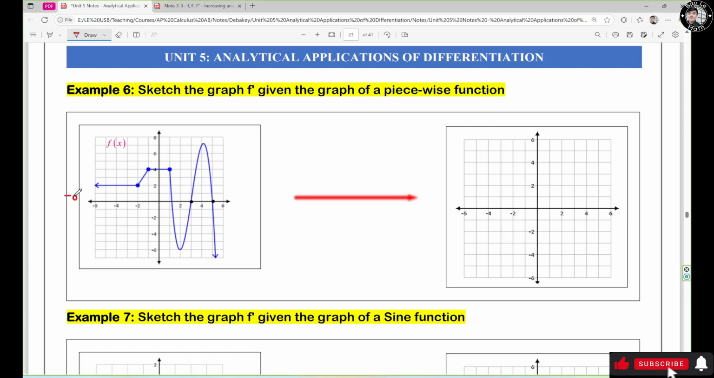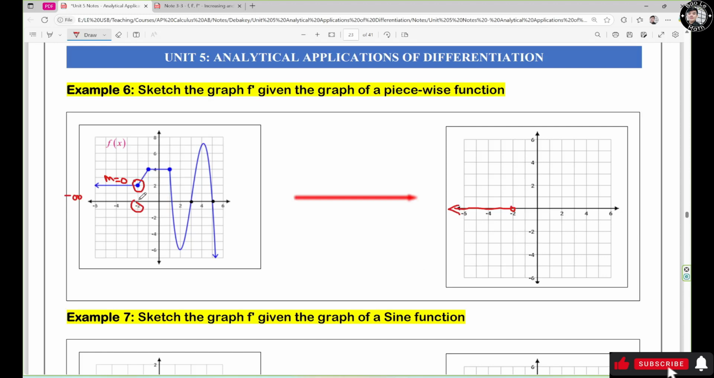From negative infinity to negative 2, you see that the slope is 0, so it should be on the x-axis. And then you see that right at the sharp turn right here, the function is not differentiable. So I'm going to draw the horizontal line on the x-axis from negative infinity to negative 2, and right here it should be the open circle because it's going to be undefined.